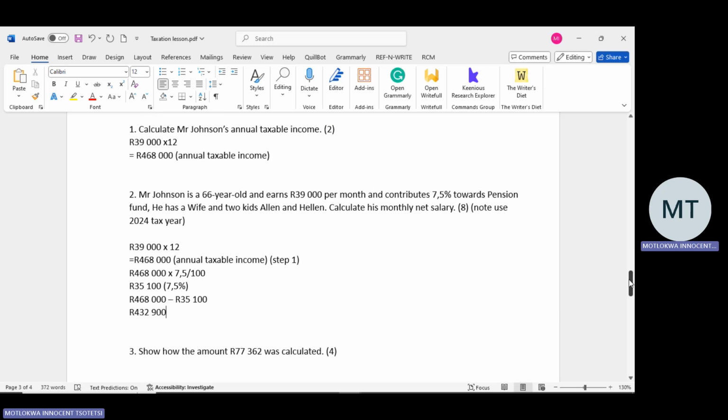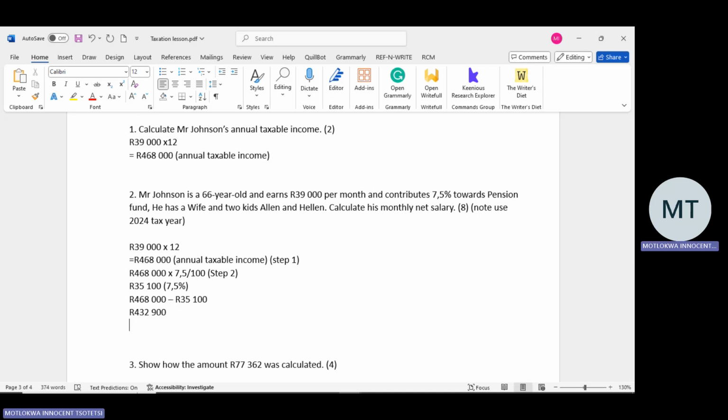So this is the remaining amount, and this is step number 2, whereby we are deducting the benefits. Okay, then we are going to move now to the tax threshold.